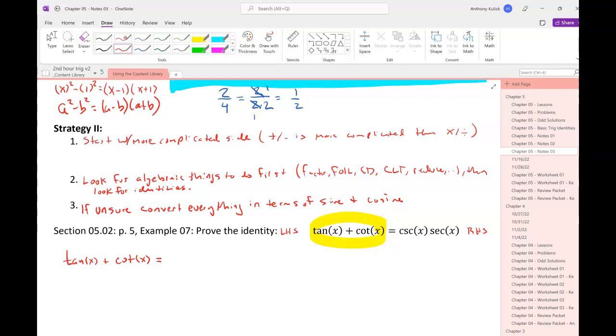Are we unsure of an identity to use? What should we do if we're unsure? Try to rewrite everything in terms of sine and cosine. So what I'm going to do is go to my identity sheet and look for an identity for tangent and for cotangent that include only things or factors of sine and cosine.